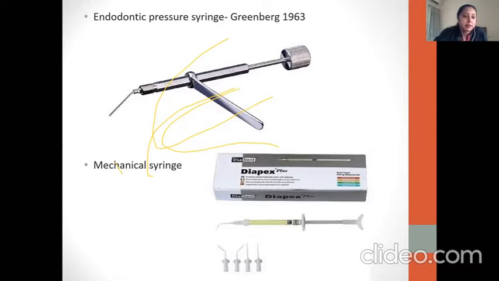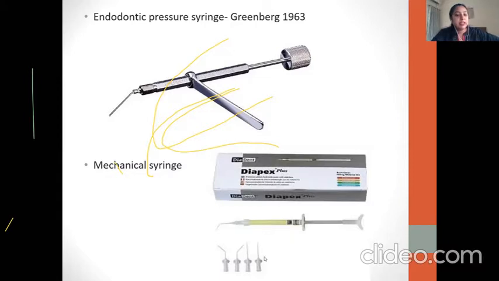Then this needle tip is a larger bore needle which can be placed into the canal, and slowly as you push the piston of this endodontic pressure syringe, you withdraw the needle out of the canal slowly. So as you withdraw, the canal is going to get filled. Same technique is used in mechanical syringes. Mechanical syringes are preformed syringes given by the company which are available as Diapex or Metapex.